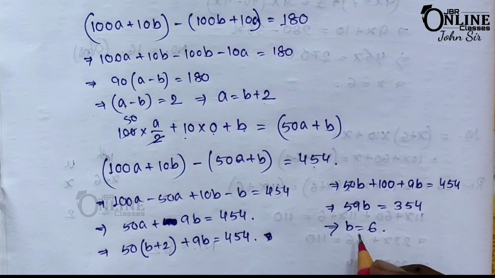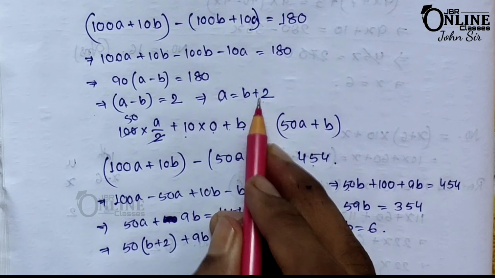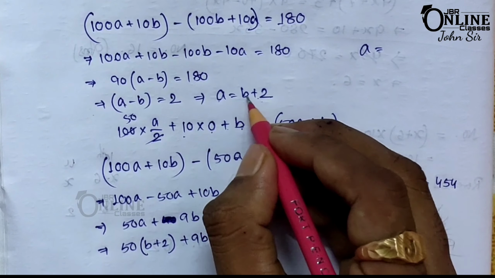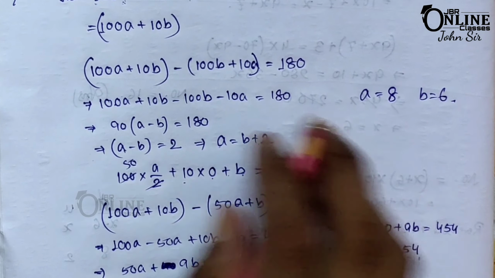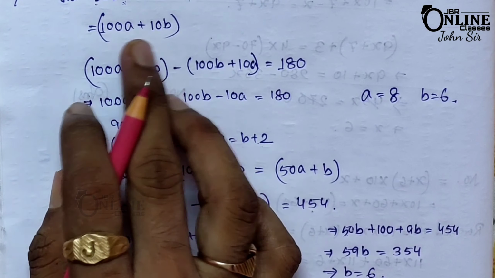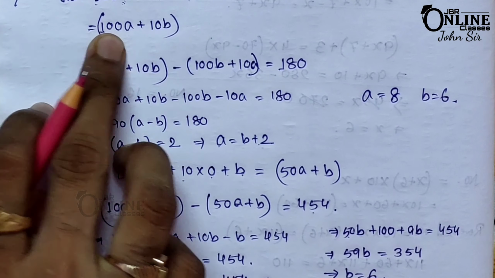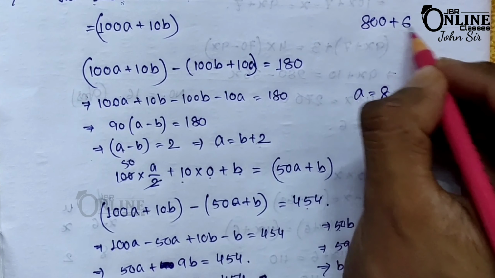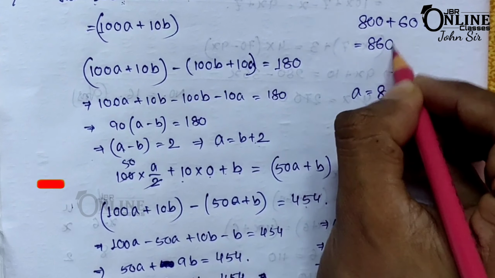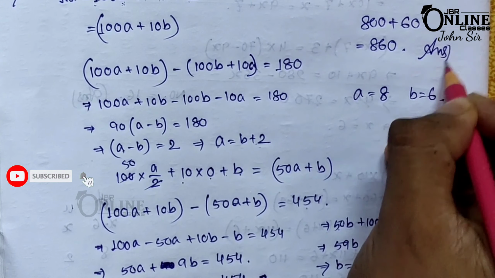So B equal to 6, then A equal to 6 plus 2, so it will be 8. So B equal to 6, A equal to 8. Then the answer, you have to find out the number. So number will be 100 into 8, that means 800 plus 6 into 10, so it will be 60. So 860. So 860 is your answer.